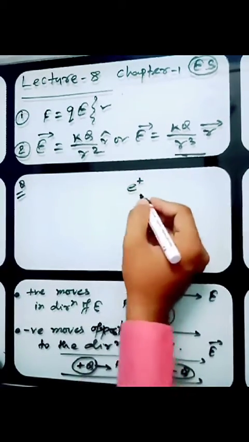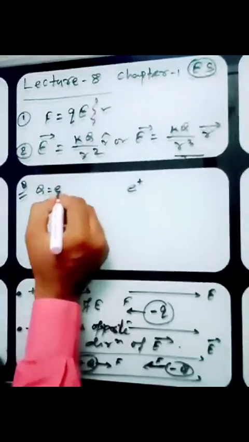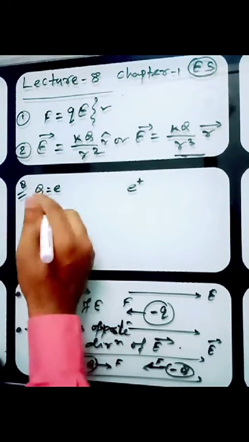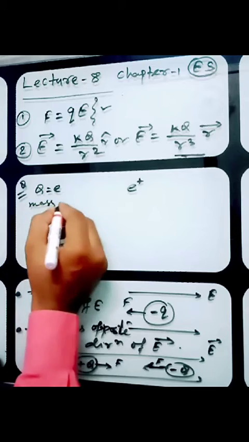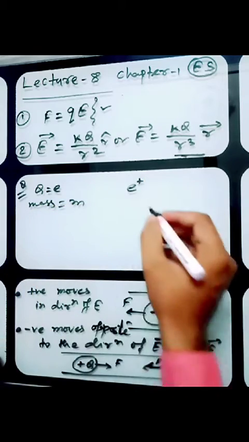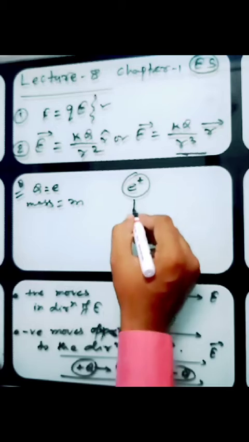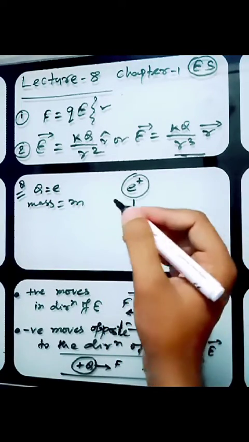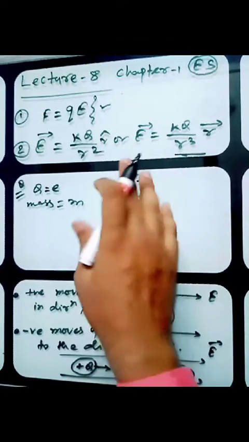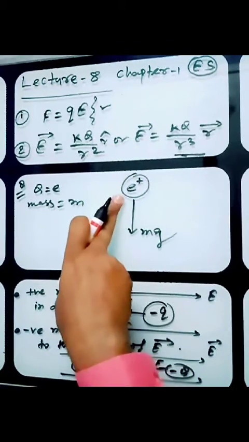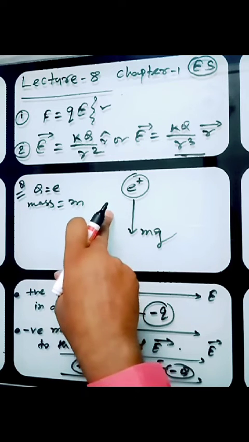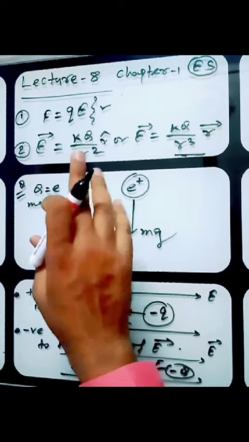Its charge is e and mass is m. So due to its mass, in which direction will it move? It will move downward due to mg. Now the question: a proton is balanced in presence of electric field. This proton is balanced in presence of electric field. Then you have to find the magnitude and direction of that field.